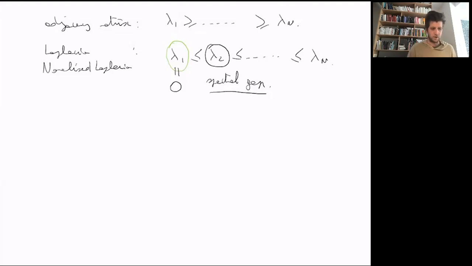So what else should I tell you? Well, there are many things that should be said. This eigenvector associated to lambda 2 is typically called the Fiedler eigenvector. And as we'll see, knowledge of that vector can really help us find clusters in graphs.